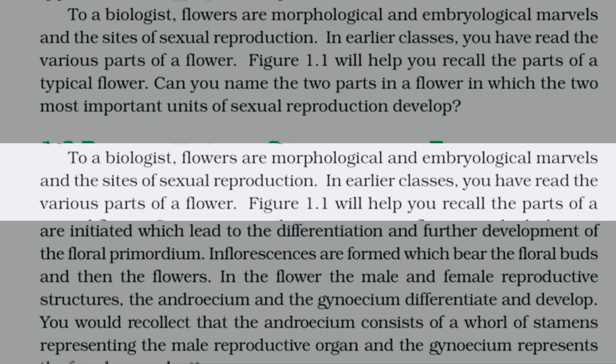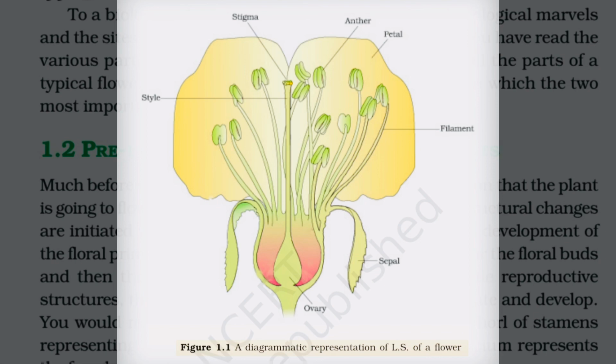In earlier classes, you have read the various parts of a flower. This figure will help you recall the parts of a typical flower. Can you name the two parts in a flower in which the two most important units of sexual reproduction develop?